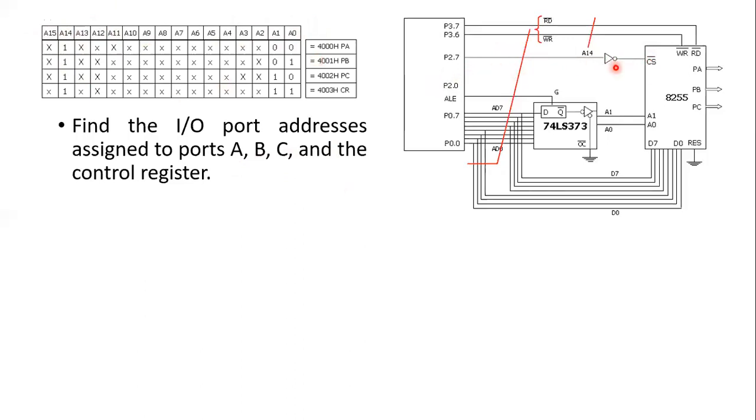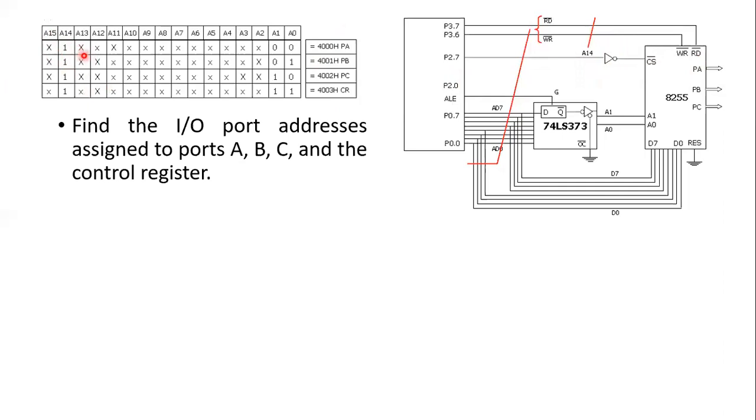Then A14 is being used, isn't it? A14 is being used, and you can also see that it is an active low signal, so an inverter is placed here. That will give a complement of A14. So we have to set this to 1. If I set it to 1, then this will be 0 here.